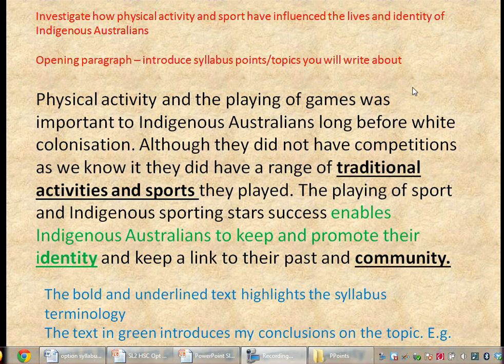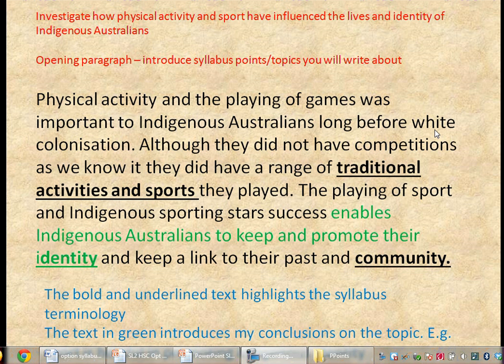What I've been doing with these recordings is giving you a way you could construct your first paragraph. I'm not going to read it here, but once again I'm introducing the syllabus dot points that I'm going to talk about, and I've put them in bold and underlined them there. I've also introduced the idea of what my conclusion is going to be on this topic, and here it is that it has been important for Indigenous Australians to use sport to promote their identity.